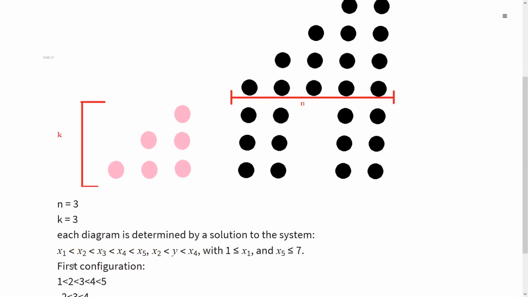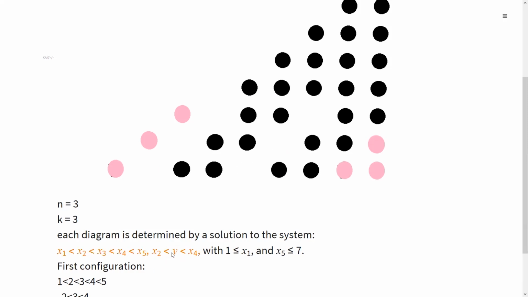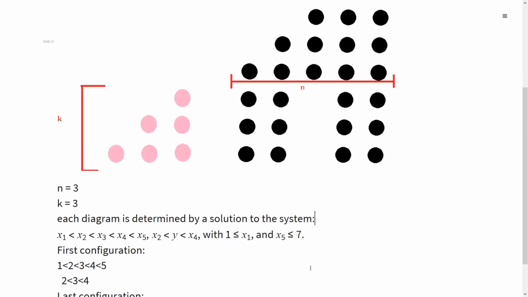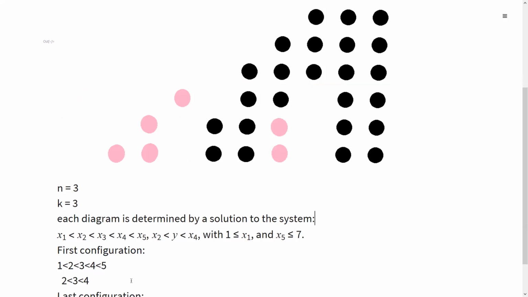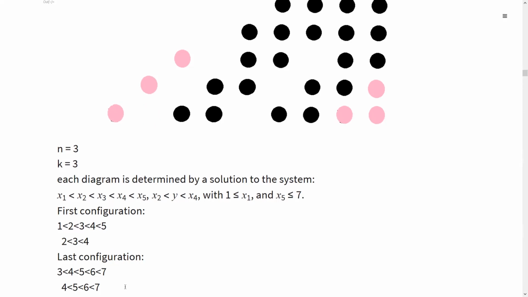So the system says that I have these inequalities, 5 variables, and there is an extra variable that satisfies this inequality, where the smallest should be bigger or equal to 1, and the largest should be smaller or equal to 7. For example, the first configuration, in which the roots are vertical, corresponds to this solution, and the last configuration, in which the roots are in diagonal, corresponds to this solution.